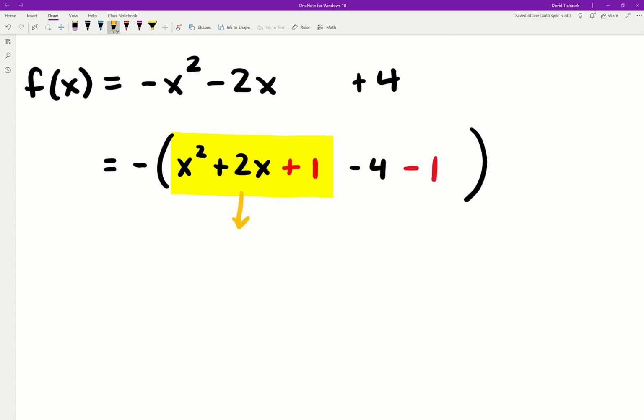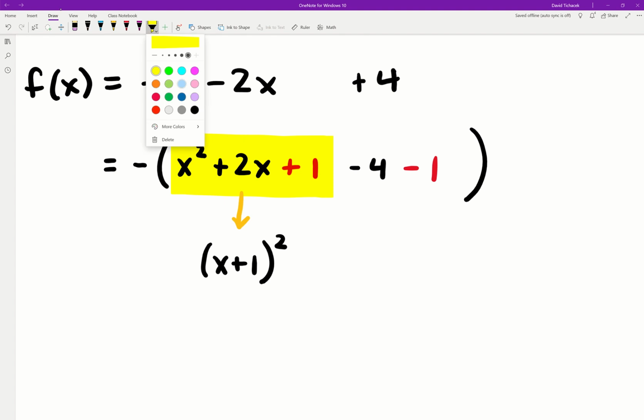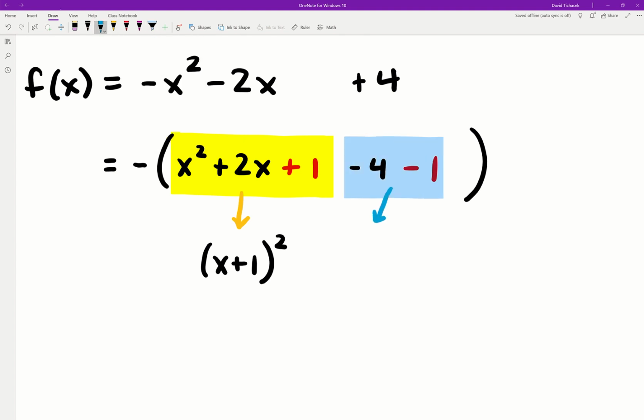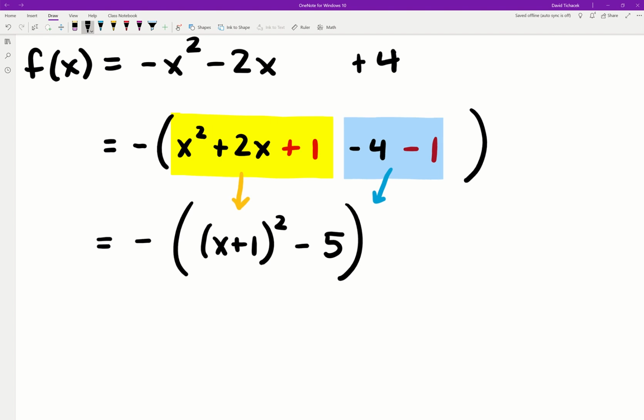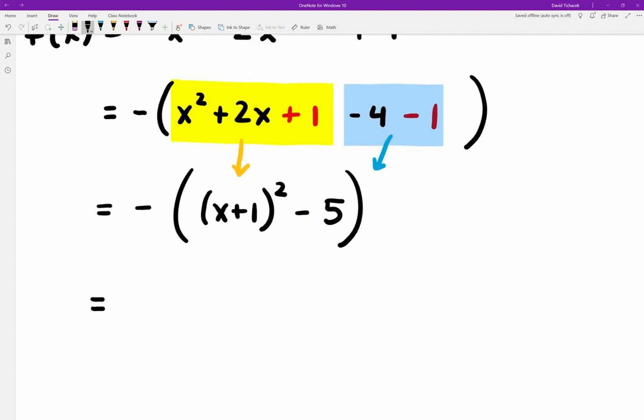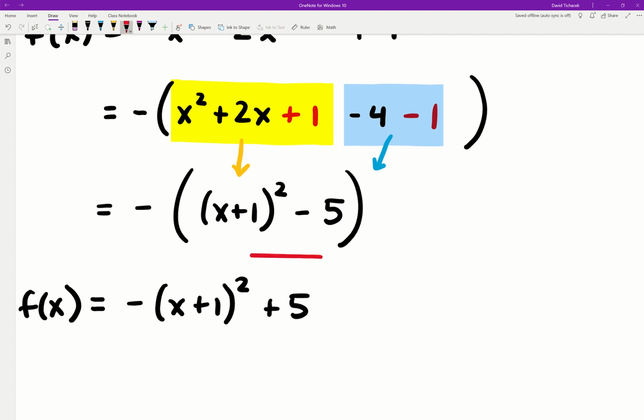We're just going to rewrite that as the binomial squared. So the binomial x plus 1 squared. And then we also have what the constants end up being out here. So that's going to be negative 4 minus 1, and that is, of course, going to give us minus 5. But don't forget that this was all contained inside of a group that we factored out a negative 1 from. So if I were to distribute that negative back in, then I would have here negative quantity, x plus 1, all squared, and then plus 5, and that would be the standard or vertex form of this quadratic.